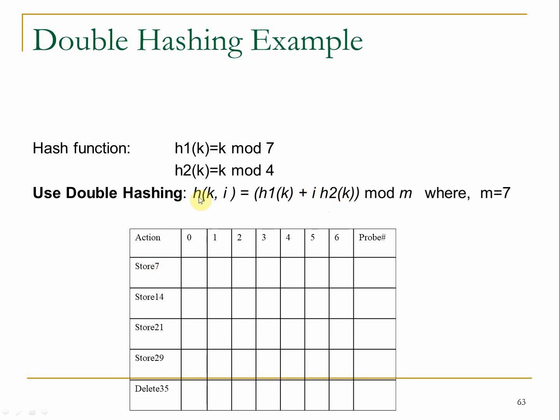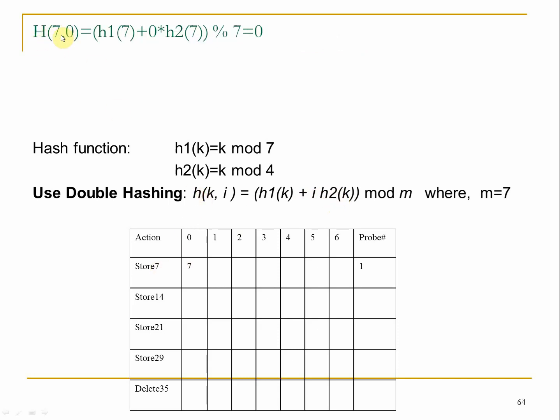Store 7. So when h of k, which is 7, and i is 0, that means it's the first time of your try, it will equal the hash function 1, k mod 7, which gives you the value of 0, indicating 0 is your home position. i is 0, so hash function 2 does not have any effect at this moment, and therefore we find the home position equal to 0. We will be able to put 7 in here with only one time of probing. Now let's take a look at the next operation, store 14.